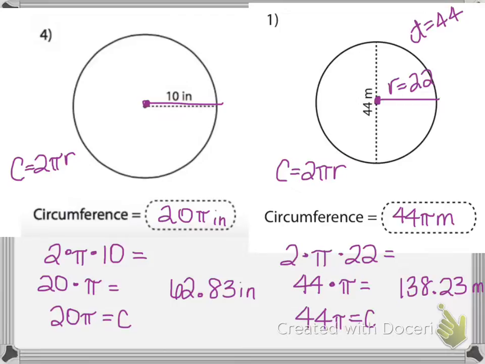So maybe you're thinking, why aren't we in inches squared or in meters squared? Again, we're not talking about area. We're not figuring out area. We're just doing circumference, just like a perimeter. If we thought about perimeter, perimeter would be in inches or meters, not inches squared or meters squared. So make sure you just have your label, no squared with it.